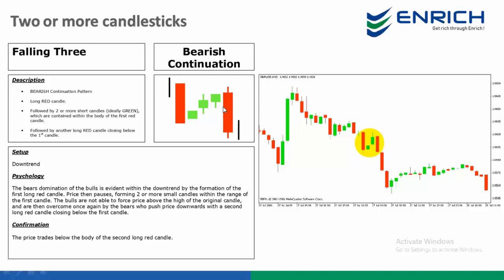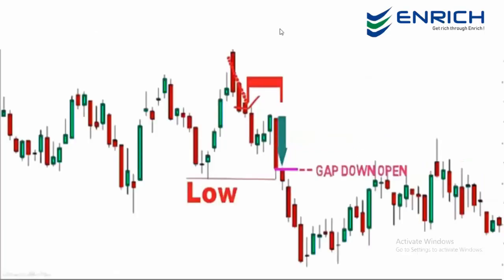The 5th candle should close lower than the close of the first candlestick. If you see here, this is the first candle, this is the close of the bearish candle. The 5th candle should close below the low of the first candle. You can look here, this is a clearer picture. This is the 5th candle, this is the low of the first candle, and you can see that this is closing below the low of this candle.